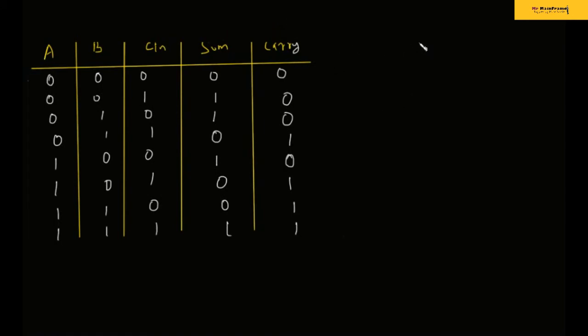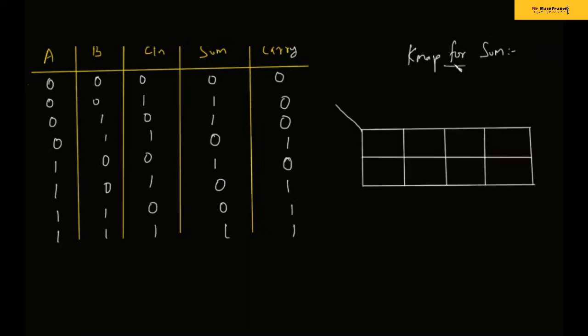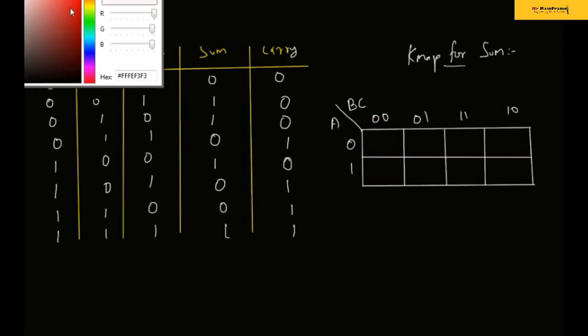The K-map for sum. I'll just write it here, the K-map for sum. This is a three variable expression. We have A, B and C in, and I have written it as C. So this K-map has 8 cells by default. Now let's see how we can fill this K-map. We can look at this truth table.